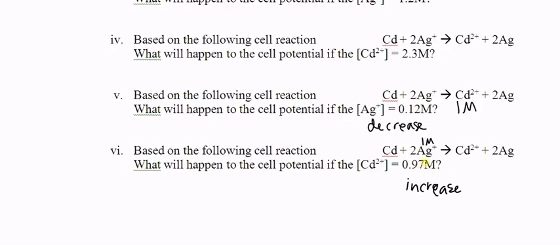Now, because that's a really small difference compared to 1 molar, the increase that we're talking about is going to be very slight. But that's essentially the work that you're going to do to make a qualitative inspection of whether or not cell potential should go up or down.